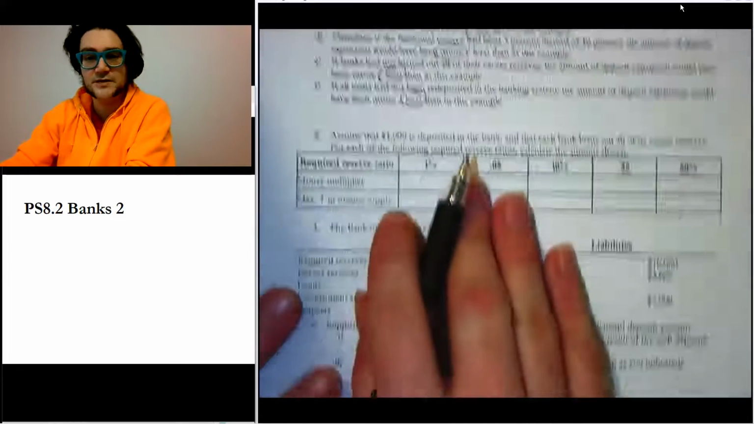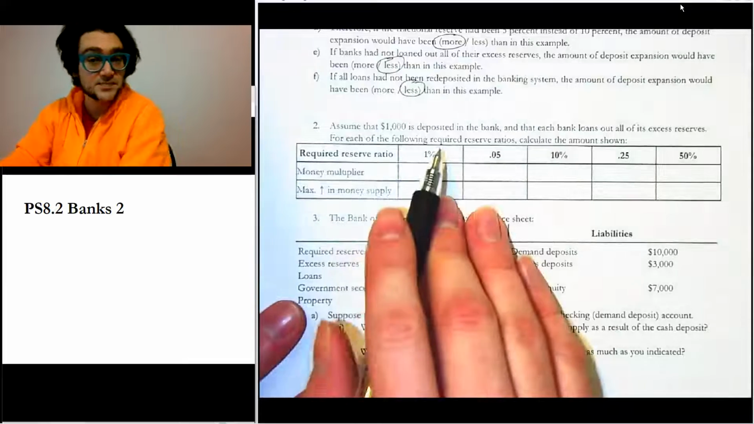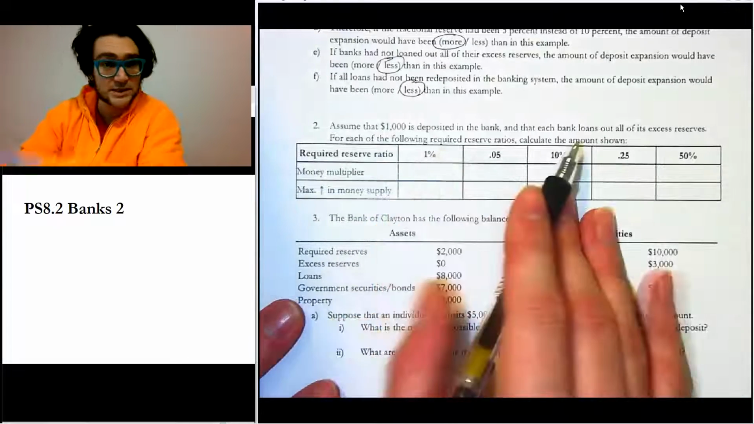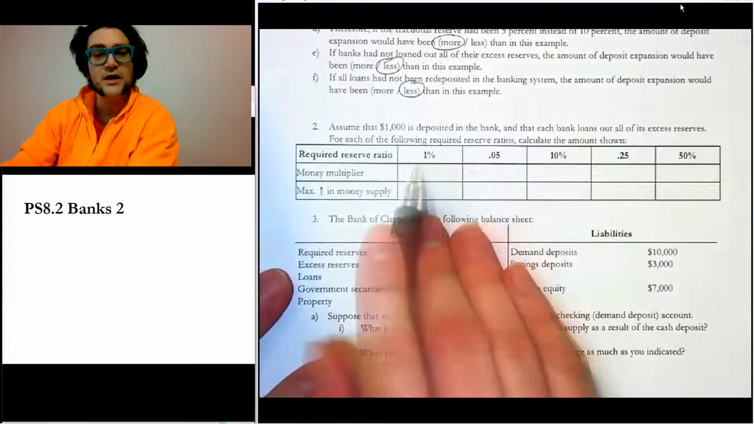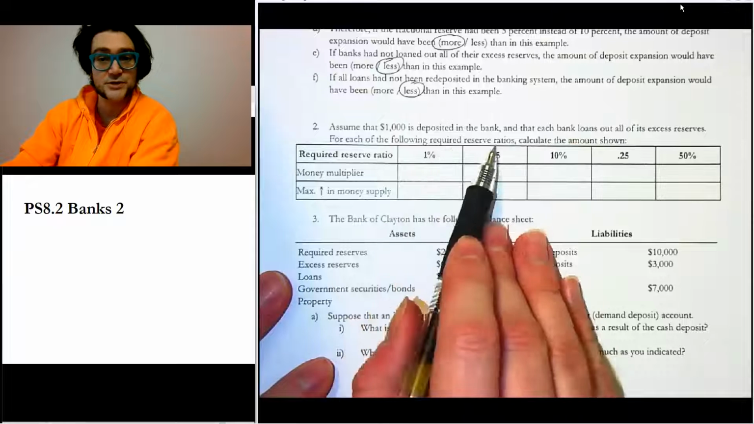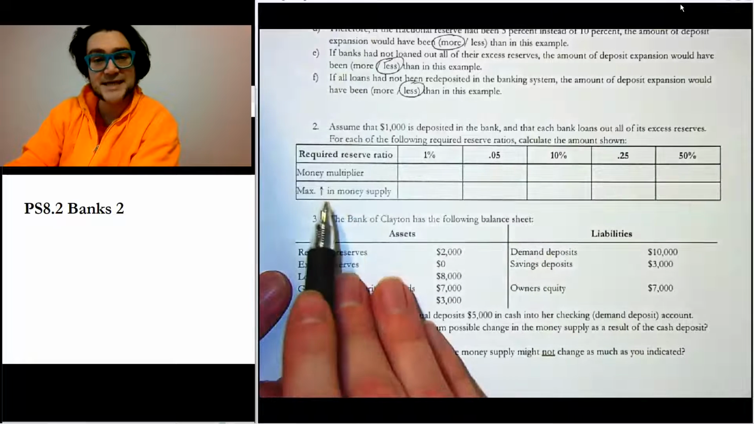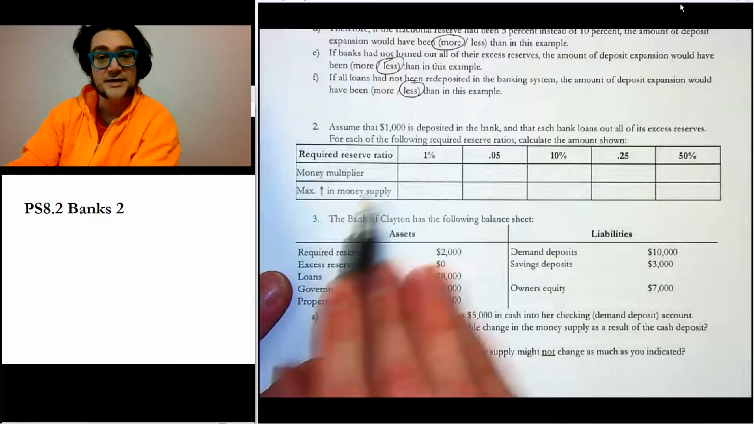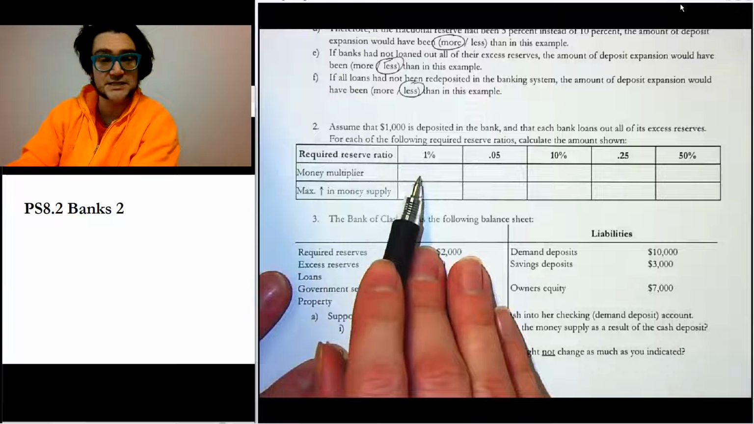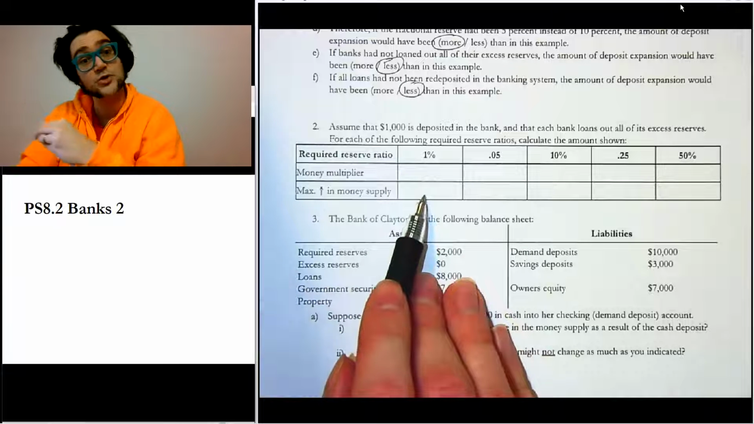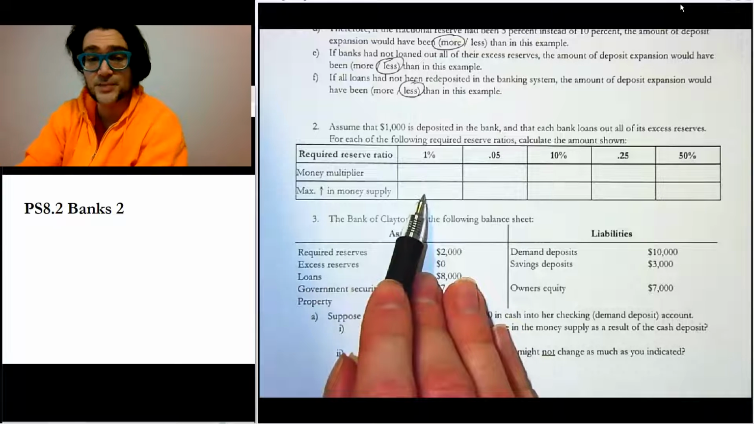Now let's take a look at a related problem. Assume that $1,000 is deposited in the bank and that each bank loans out all the reserves. For each of the following required reserve ratios, calculate the amount. What's the maximum increase in the money supply? And then what's the money multiplier for these? So this is taking that lesson that we learned a couple of lessons ago and extending it a little bit here.